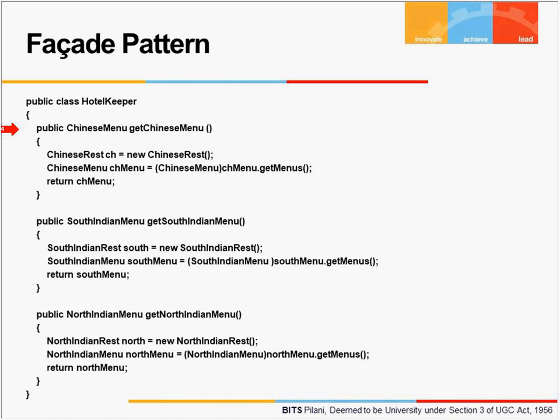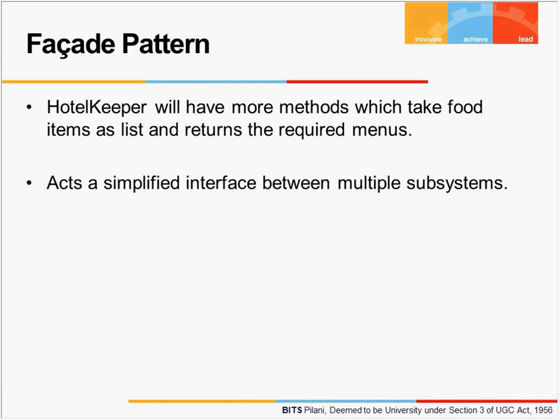A quick look at what the hotel keeper might look like. The hotel keeper might have a method which says get the Chinese menu, right? So he might create an object of Chinese restaurant and request to get the Chinese menu, right? Similarly, he gets the South Indian menu and also gets the North Indian menu, right? And the implementation for the rest of it, but I hope you can understand it.